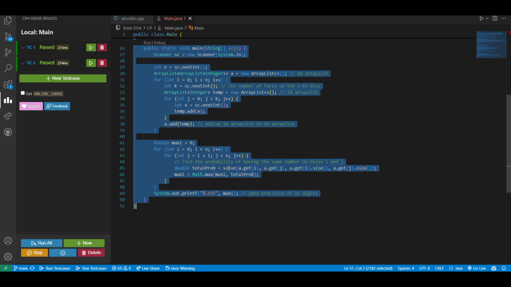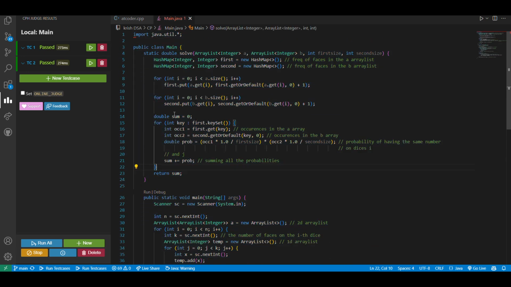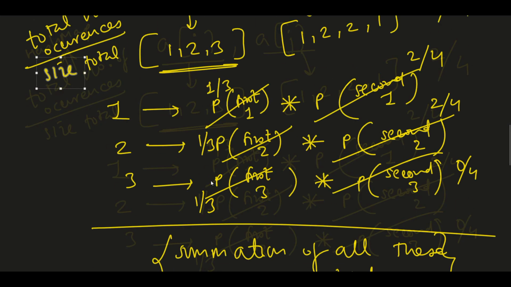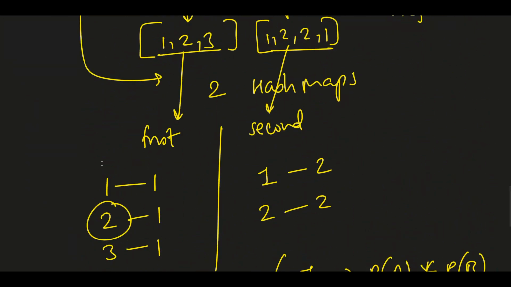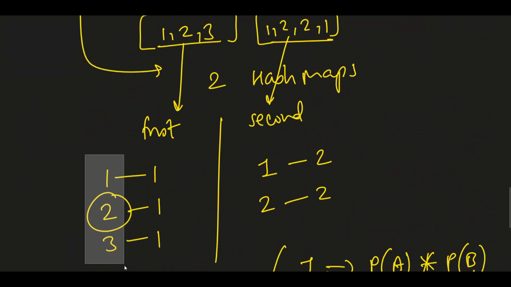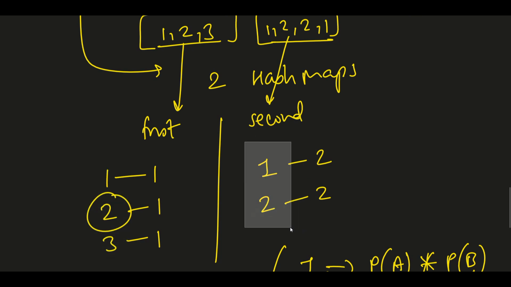Now you can also optimize this solution a little bit. What I have done is traverse in the first key set, so I have traversed in the first hash map. What did I say? You can traverse in either of the hash maps. You can either traverse in the keys of the first hash map, or you can traverse in the second hash map.